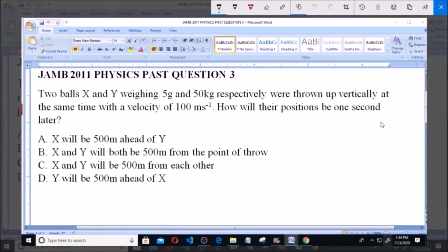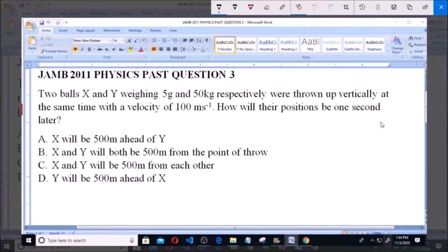Two balls X and Y weighing 5 grams and 50 kilograms respectively were thrown up vertically at the same time with a velocity of 100 meters per second. How will their positions be 1 second later? A. X will be 500 meters ahead of Y. B. X and Y will both be 500 meters from the point of throw. C. X and Y will be 500 meters from each other. D. Y will be 500 meters ahead of X.